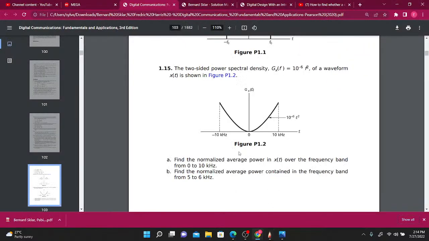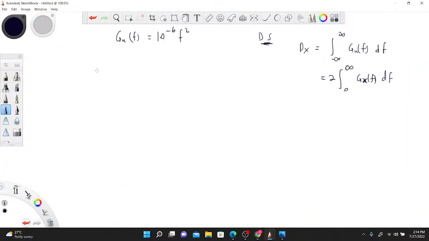All right. So the first question is to find the normalized average power in x of t over the frequency band from 0 to 10 kilohertz. So we are supposed to find the power. That's integrating Jx of f df from 0 to 10, and because it's double-sided, multiply by 2. So 2 times the integral from 0 to 10 of 10 to the minus 6 f squared df.